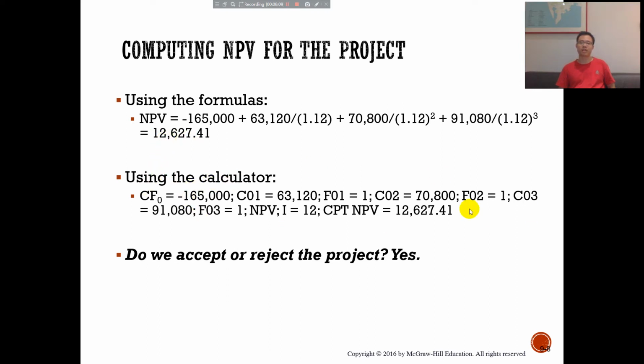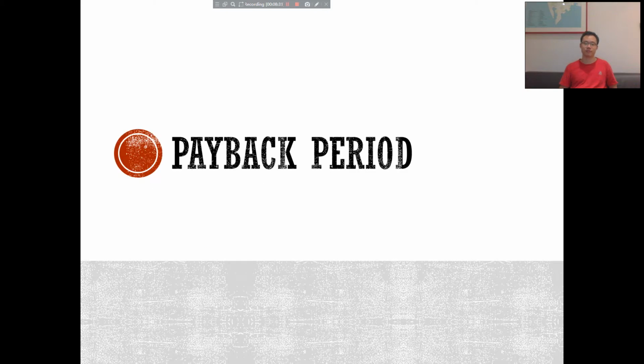We can also use the financial calculator to calculate the NPV. So do we accept or reject this project? Yes, we accept this project. The reason is that the final calculation of NPV reveals that the NPV, given the expected cash flows and the interest rate required return, is positive.